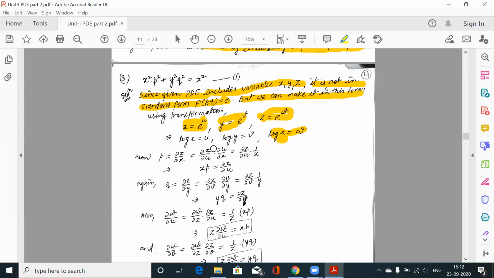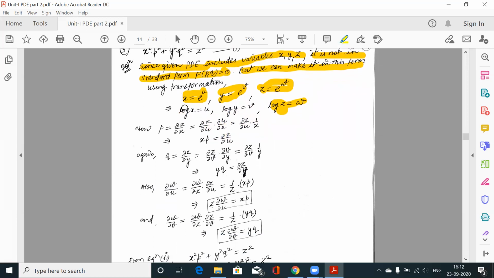So what you have to do? If we have taken x is equal to e to the power u, that means u would be log x. You can apply log on this equation: log x is equal to log of e to the power u, so it will become u. Similarly, log y will be equal to v, and log z is equal to w.